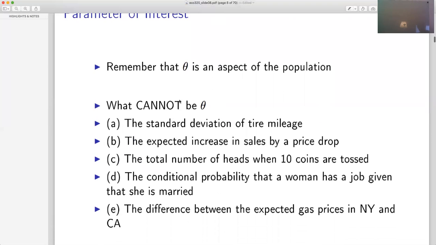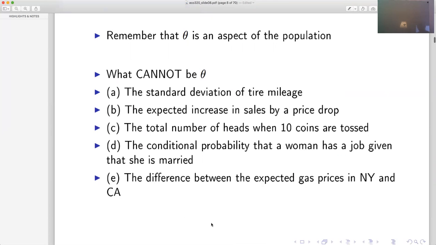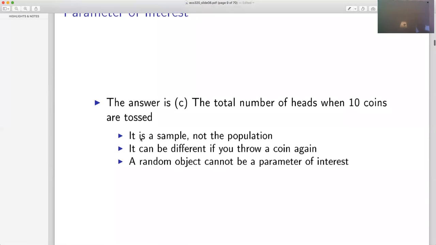So what cannot be theta? Again, you might want to spend some time on this. I'm going to leave you the answer, so please pause this video and try to answer it. The answer is C, the total number of heads when 10 coins are tossed, because it's a sample, not a population.